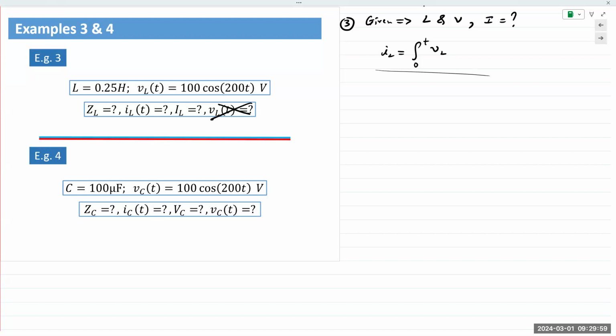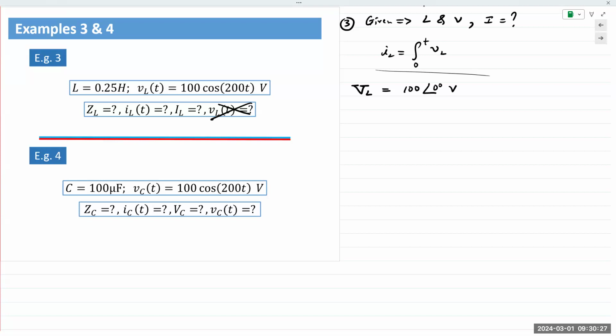Okay, so the first thing I would do is write up the phasor for VL. And that would simply give me magnitude 100, phase angle 0 volts. Okay.